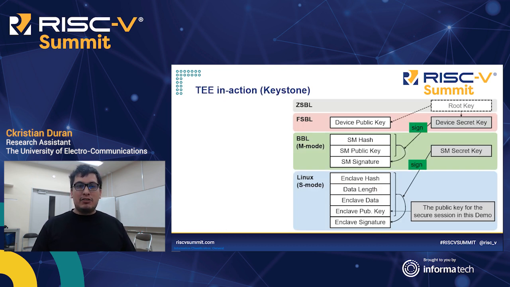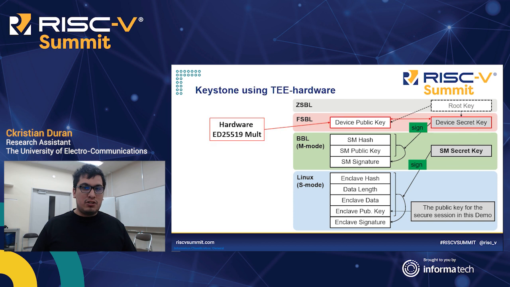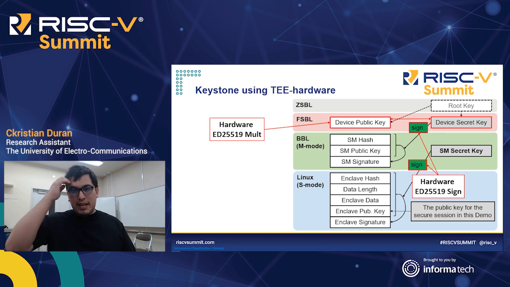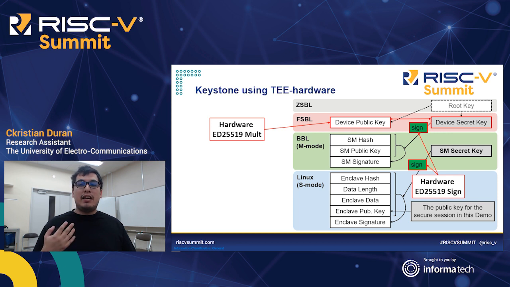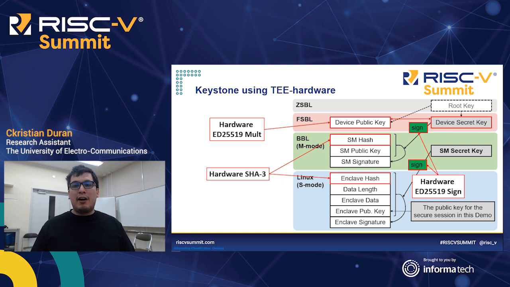So finally, the utilization of Keystone can be changed to utilize different parts of the enclave creation and authentication. First of all, you can use the hardware Ed25519 multiplication to create the device public and secret keys from the root key. Next, the signature process can be done by the hardware Ed25519 signature module. This can rapidly authenticate both the secure monitor and the created enclaves. The SHA-3 aids the calculation of the hashes in the platform. This also serves as an auxiliary procedure for the hardwired Ed25519 procedures.